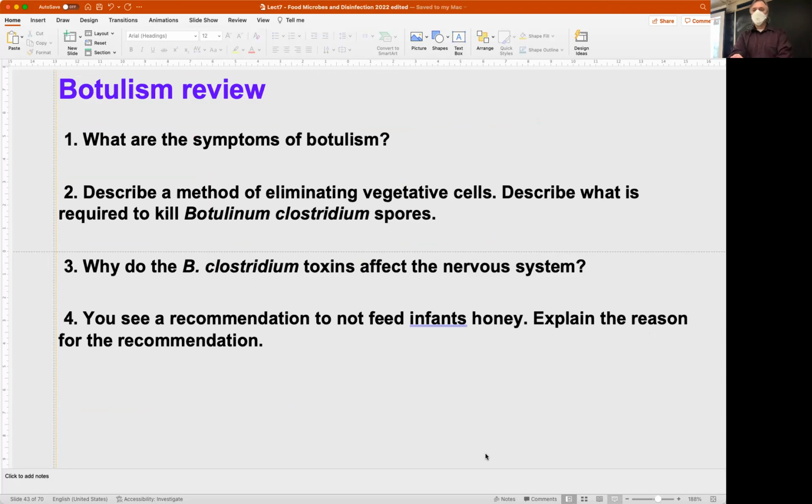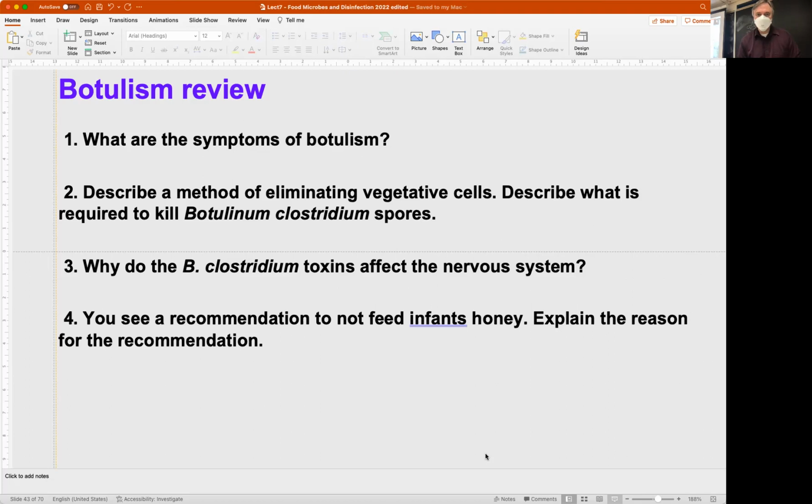Okay, symptoms of botulism. Anybody? Vomiting, yes. Diarrhea, fever, dizziness, and paralysis, the important one. Would you say muscle aches? Muscle aches, yeah. Also loss of muscle coordination. Loss of muscle coordination, yeah. Muscle tone? Also vision, drooping of the eyelids. Yeah.